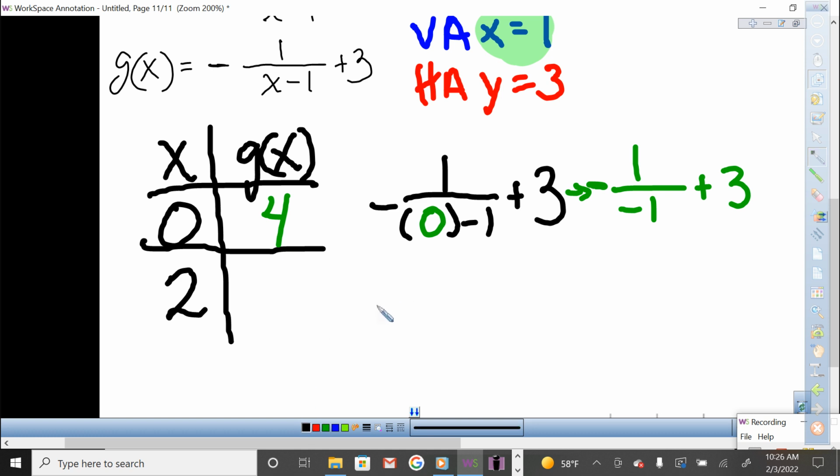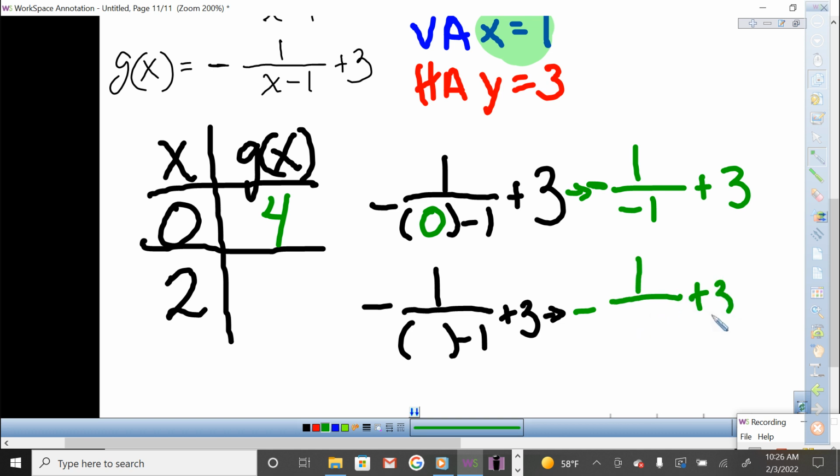All right, let's do the next one. All right, here we go. Negative 1 over, and plus 3. Let's see. Next value is 2. What is 2 minus 1? Oh, 1, not bad. Yeah, sorry. 1. I did that on purpose here, paying attention. What is 1 over 1? 1, and it's a negative. So negative 1, yes? Plus 3? 2. And that's all we need to graph our rational function.